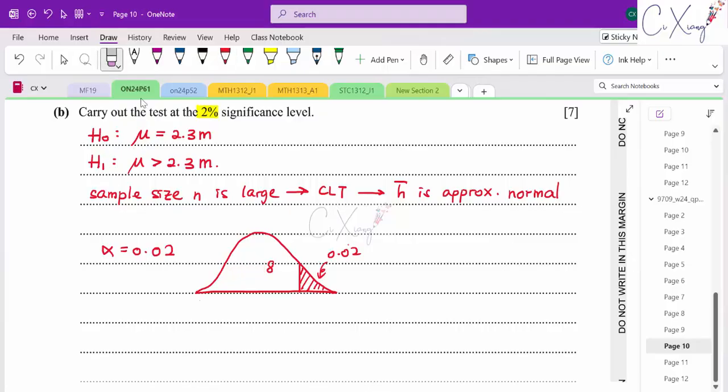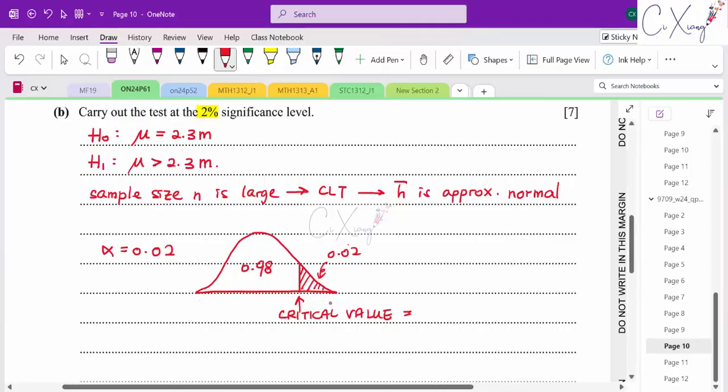Okay, but of course you need to know that this 0.02, this shaded area, will be the rejection area or critical area. So I want to know what this critical value here is. Okay, so the critical value I can find out from the normal distribution table by looking at this big area here, which is 0.98. Okay, alright.